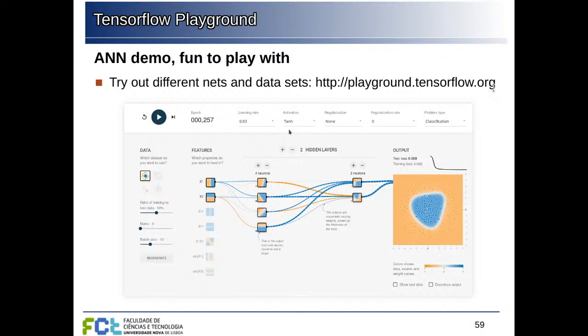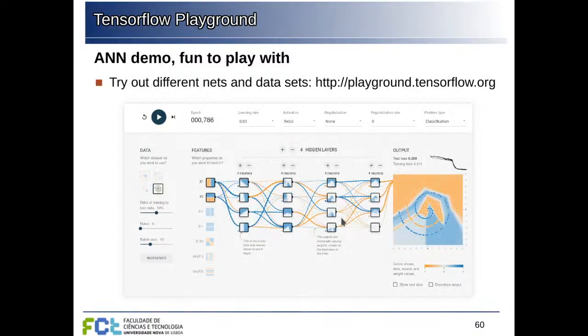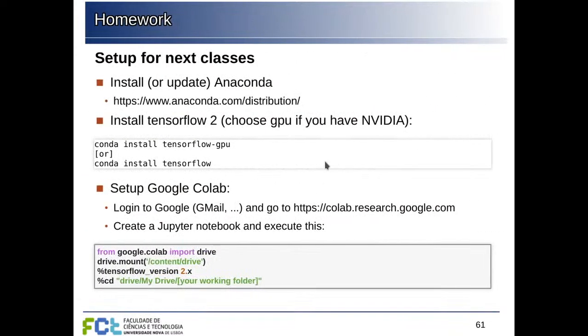If you go to this site, you can build your own networks, choose some data sets and train them and see how the different representations are changing. But this is just to illustrate the kind of things that I've been showing here. It's nothing serious, so if you want, just take a few minutes to play around with this. And you can try different numbers of layers, different activation functions, and so on, and experiment with this.